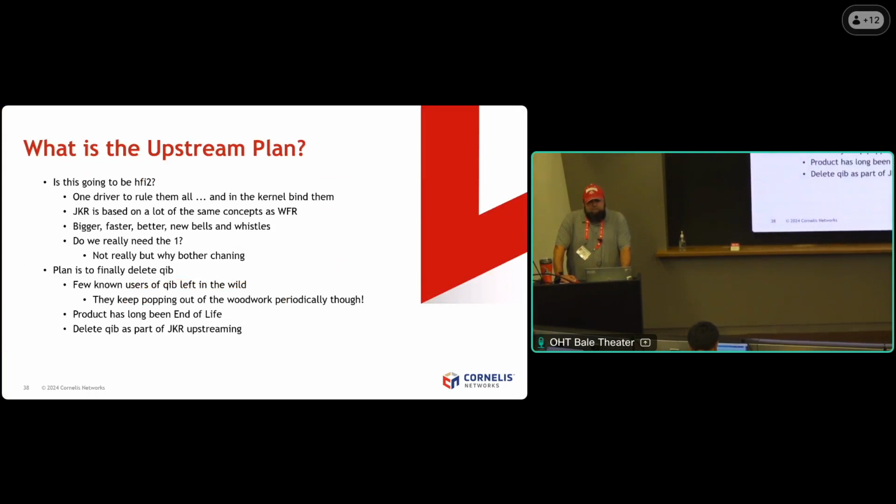And this ends up making sense because Jackal River is based on a lot of the same concepts that Wolf River is, but is bigger, faster, better. Actually, I mentioned to the maintainer before, we called it HFI1 for a reason when he was asking if we were going to put in another driver. And I said, well, yeah, it's got HFI1 for a reason. And he freaked out and said, please, God, no, don't do that again. So we are sticking with one driver.